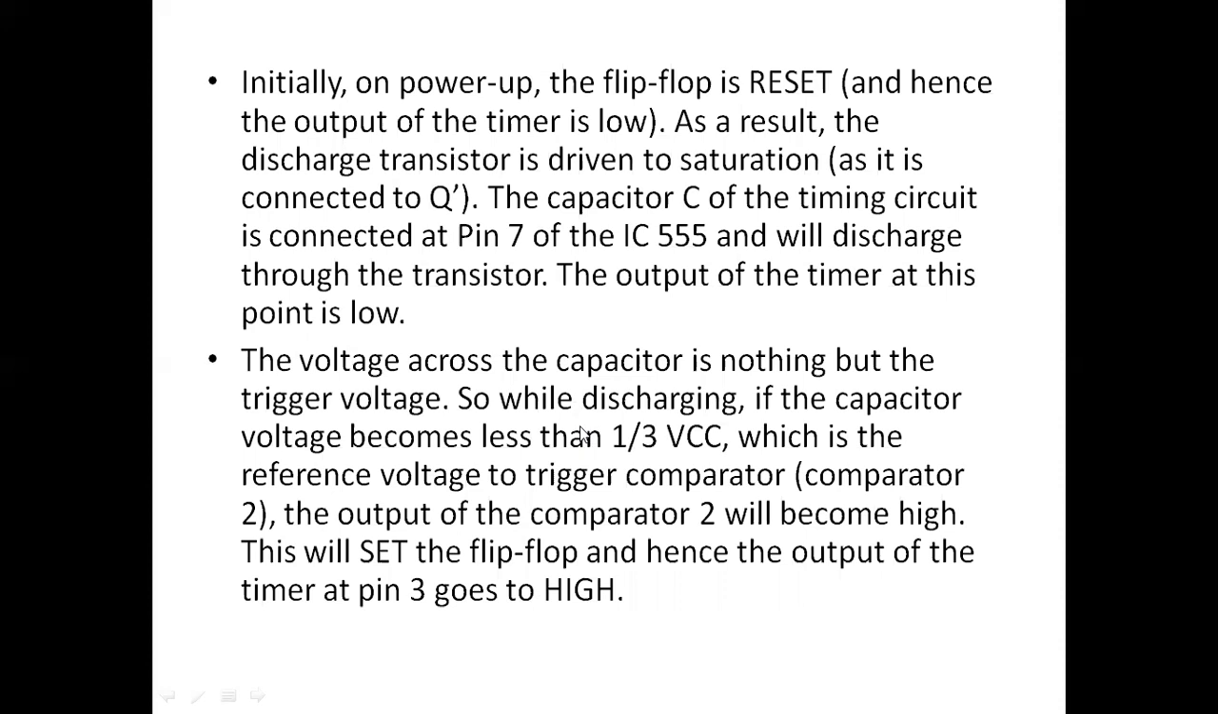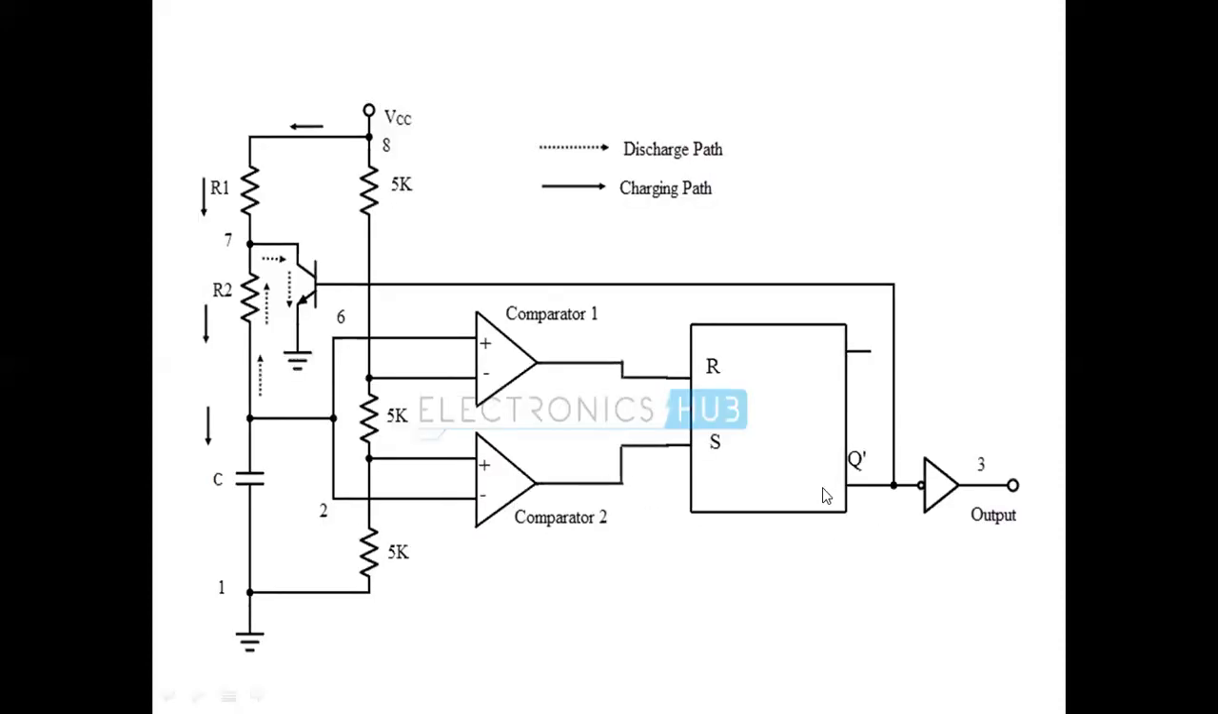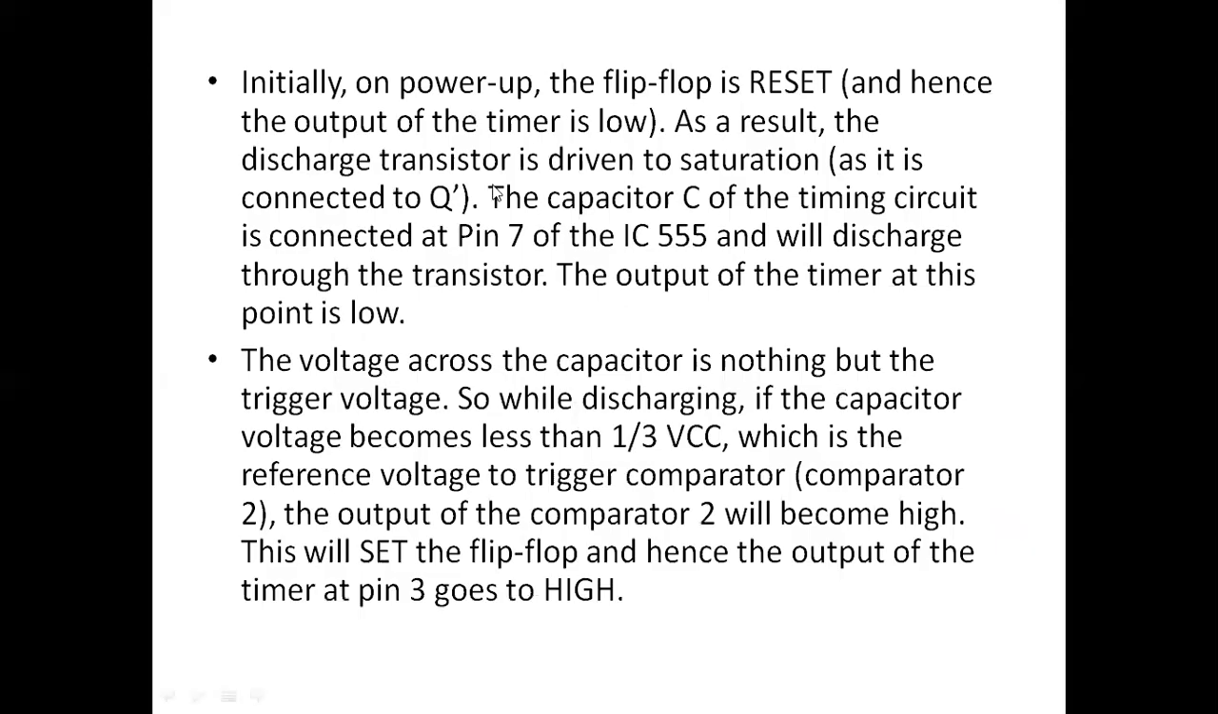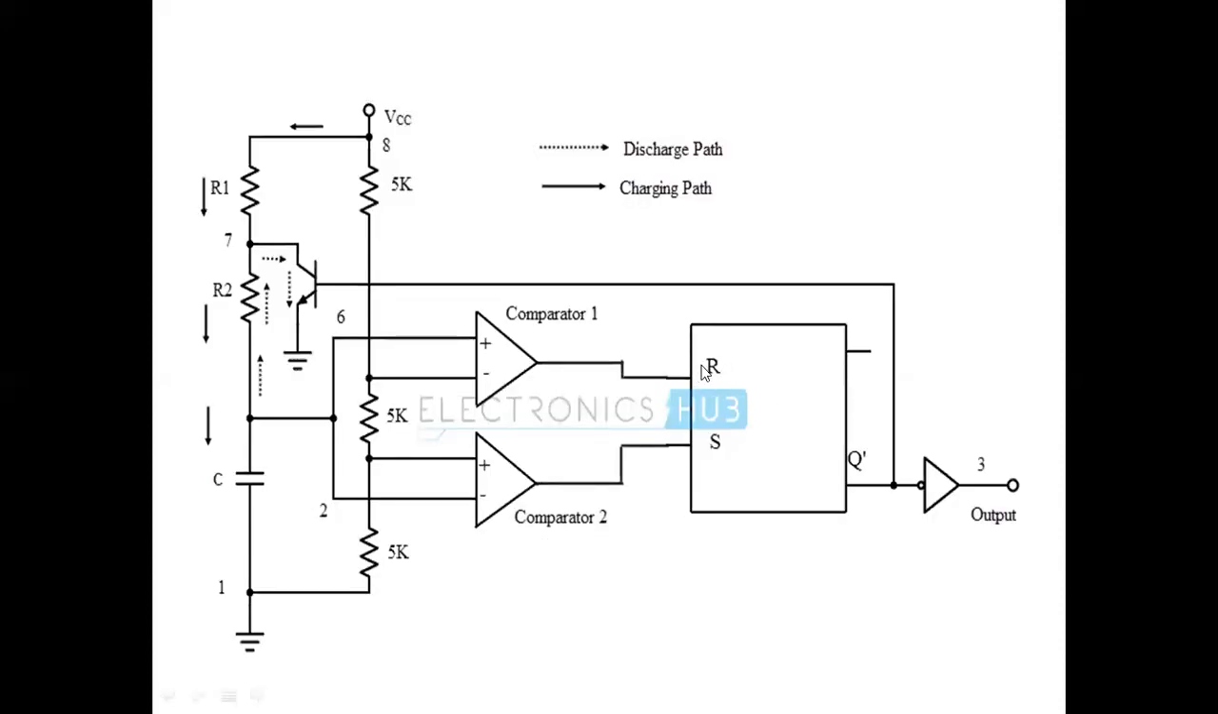Initially, let us consider that the RS flip-flop is in reset mode. That means the flip-flop is reset and hence the output is low. If the flip-flop is reset, then according to the SR truth table, Q is 0 and Q bar is 1.